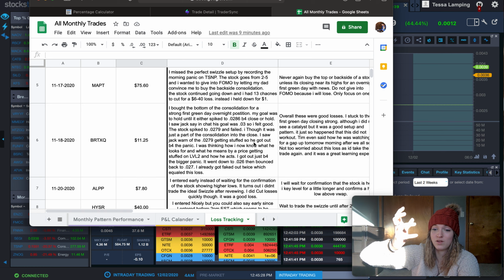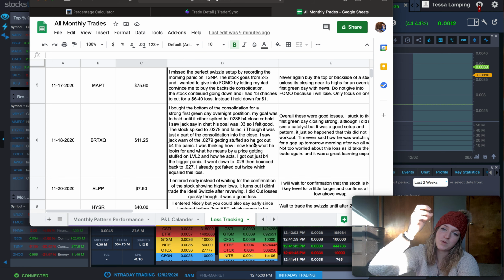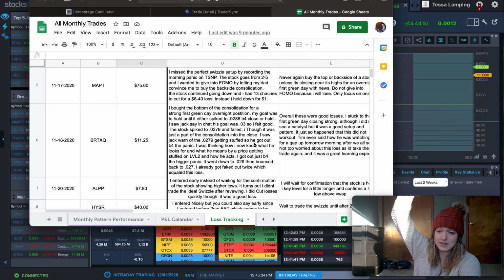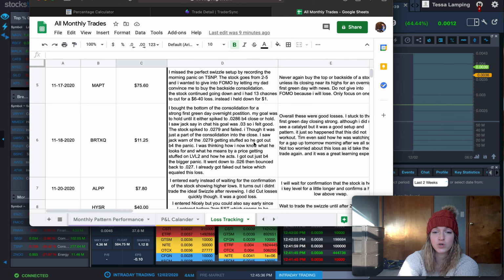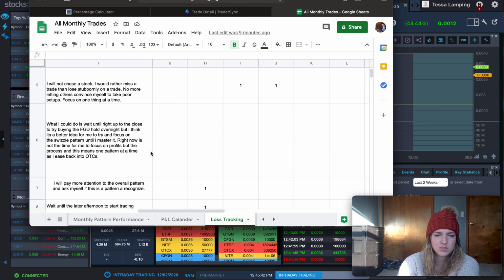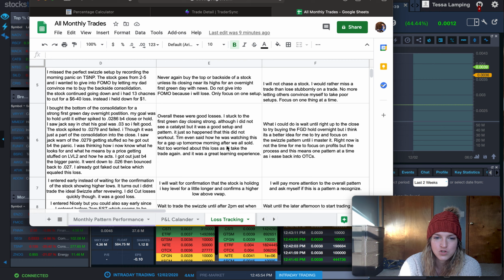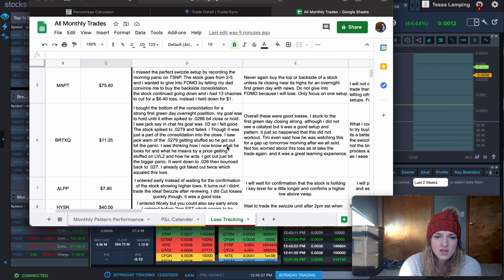And so I cut my loss, and I'm glad I cut it right then because then it kept going down even further, which I did eventually climb back up and gap up next day for a great percent return, but that was a good loss. So overall, these were good losses. I stuck to my plan. What I could have done differently is I could wait until right up to the close or buy the dip. And that one, it was what it was. I'm not concerned with that loss. It was a good loss.